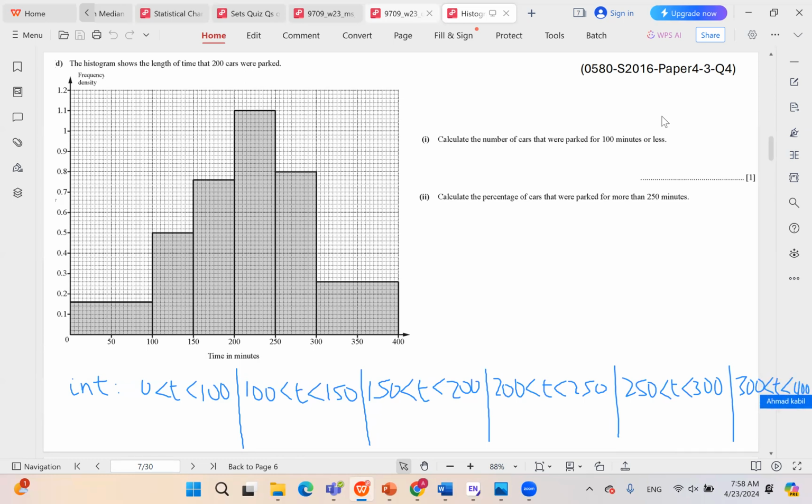We don't really need them. We're just going to use them to estimate the width. So the width will be final minus initial, of course. So for the first one, the width is 100. Here it's 50. Here it's 50 as well. 50 here as well. 50 here as well. And finally, we have 100 at the end. I'm just subtracting final minus initial to get the width of each bar. Next, we want to estimate the height of each bar.